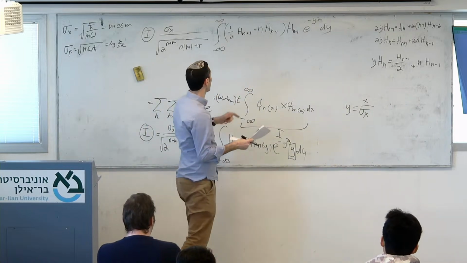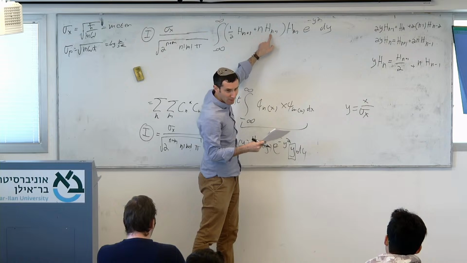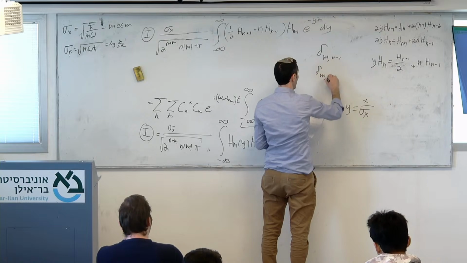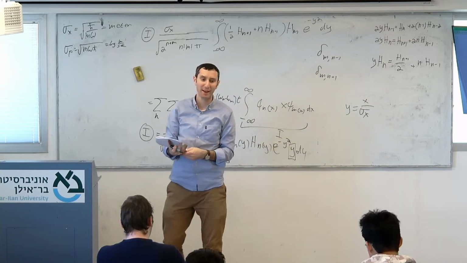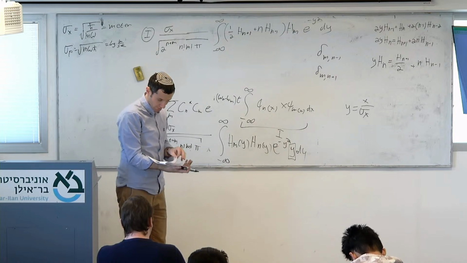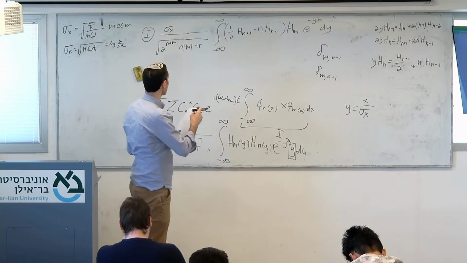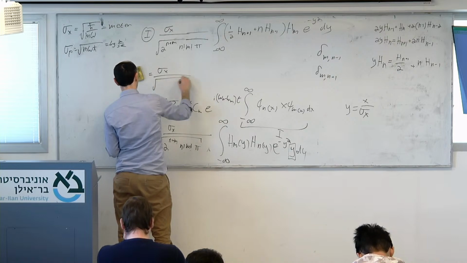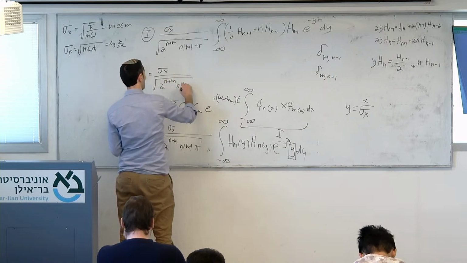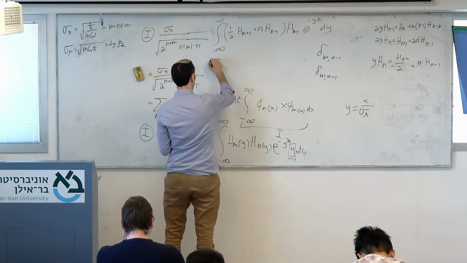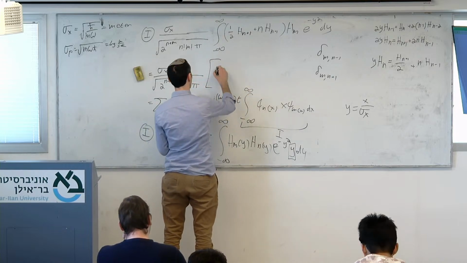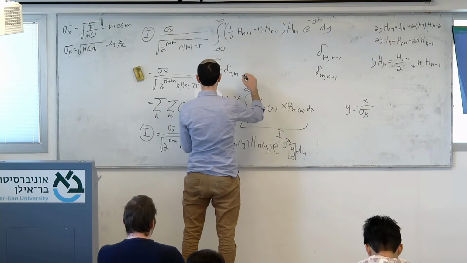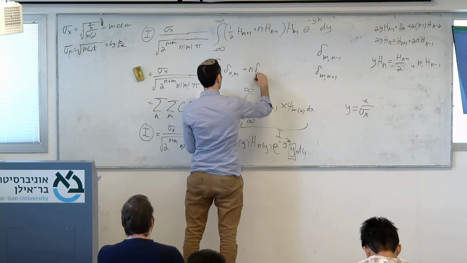As you see, I have a relationship between neighbors. hm and hn minus 1 are going to be delta. I'm going to get here at the end delta of m, n minus 1 or delta of m, n plus 1, which is what I expect if I've ever heard of ladder operators. So I get here sigma x over square root of 2 to the power of n plus m, n factorial, pi times half of delta n m plus n delta n m, right?